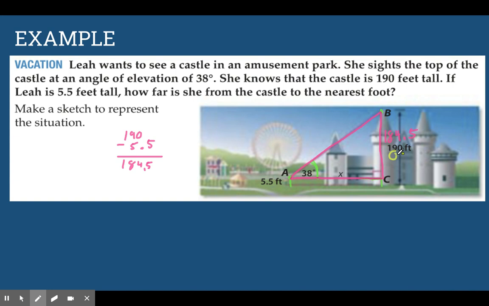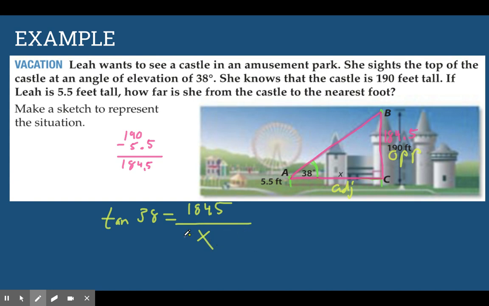This side length is your opposite, right? The side length that we're trying to find is the adjacent. So that means we're going to set up our equation. We have our angle 38. We have opposite. We have adjacent. We're going to use tangent. All right, so we use tangent of the angle, which is 38, is equal to opposite, which is 184.5 over adjacent, which is what we're looking for, which is x.